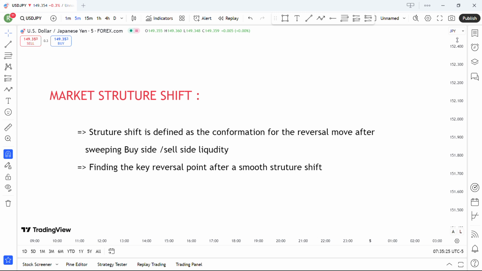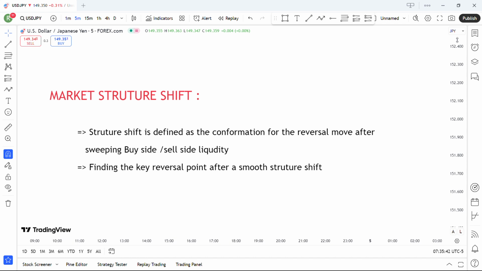Hello everyone, in this video we are going to see about market structure shift. In the last video I taught about liquidity. What are the types of liquidity? Buy side and sell side liquidity. In this video I will explain about market structure shift.